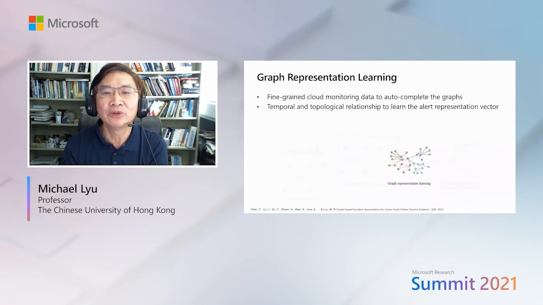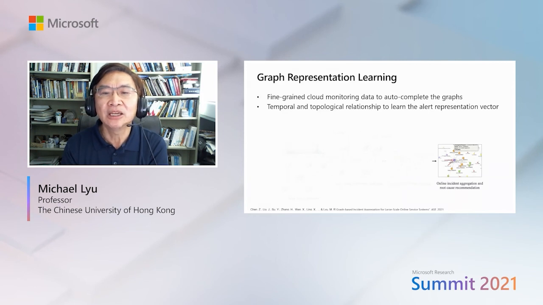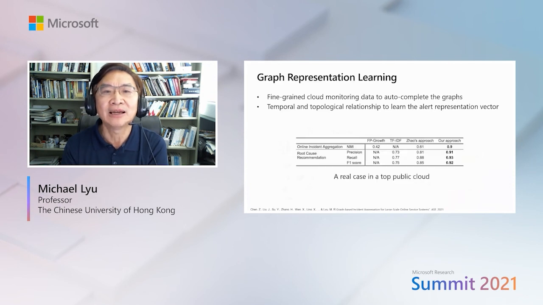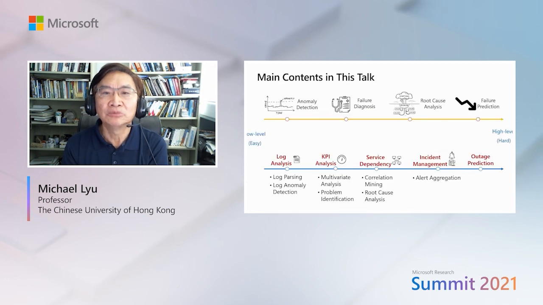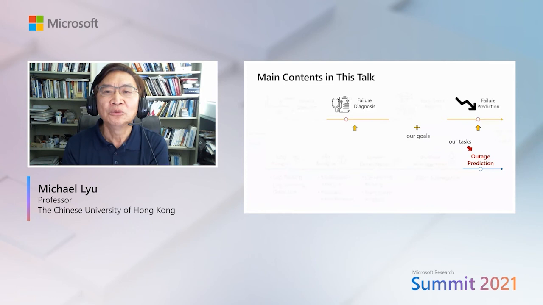Next, we leverage graph representation learning to learn a vector of each incident, which encodes its interactions with other incidents in temporal and topological dimensions. Finally, with the representation, incident aggregation and root cause recommendation can be naturally performed. The evaluation on a real data set generated by a top public cloud shows our approach can achieve obvious improvement compared with other methods.